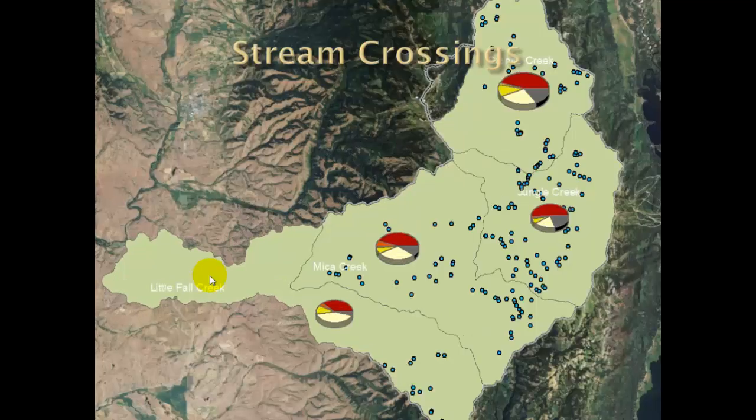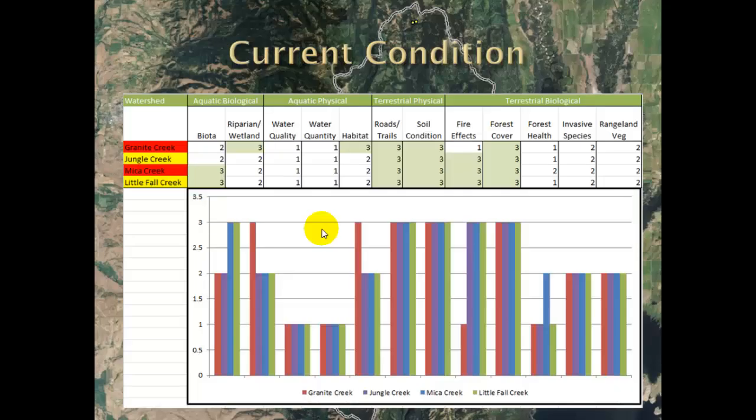Another indicator or factor to consider is stream crossings. The points that are displayed here within the watersheds are simply the locations where existing roads cross streams, and some subset of these would be a priority for improving fish passage.